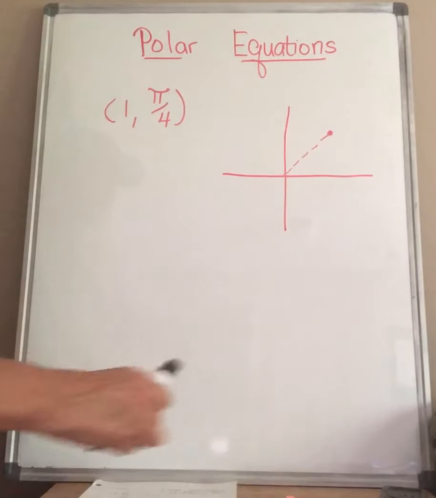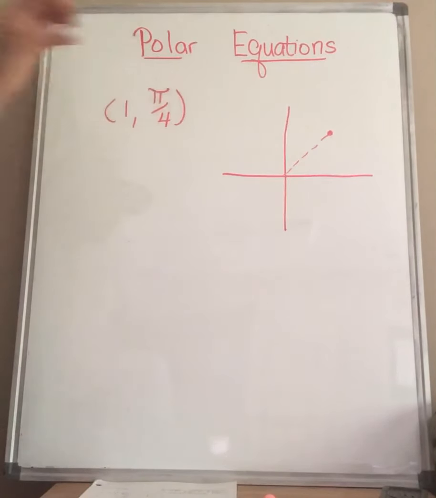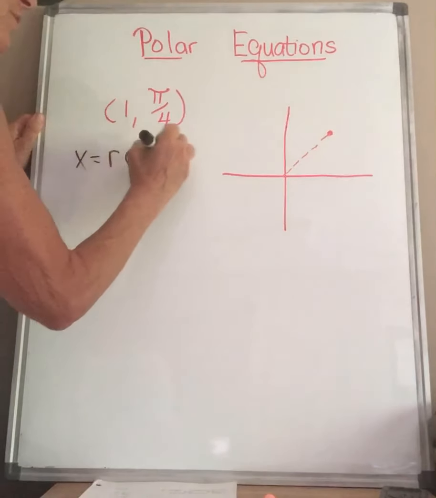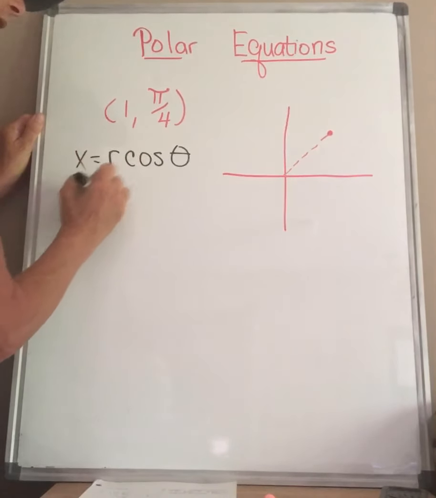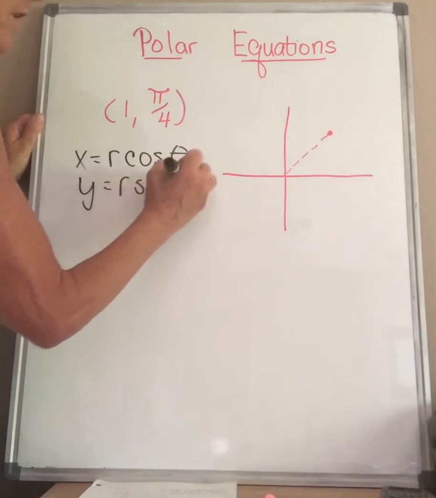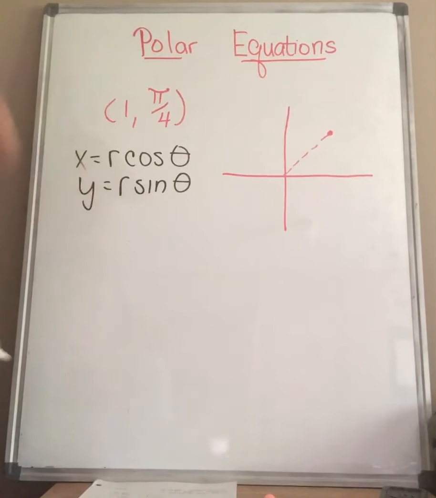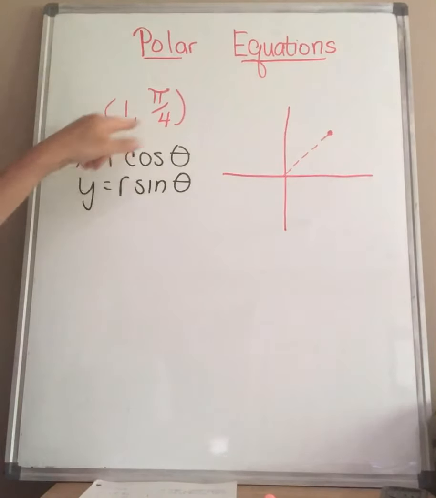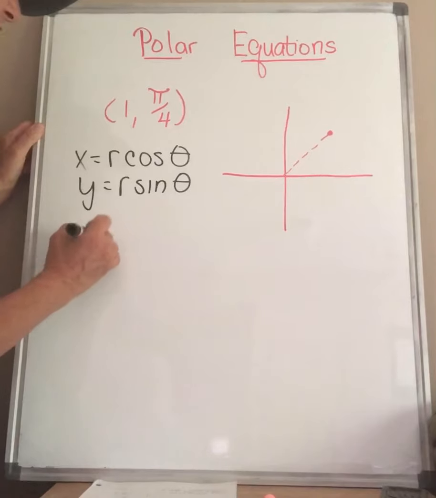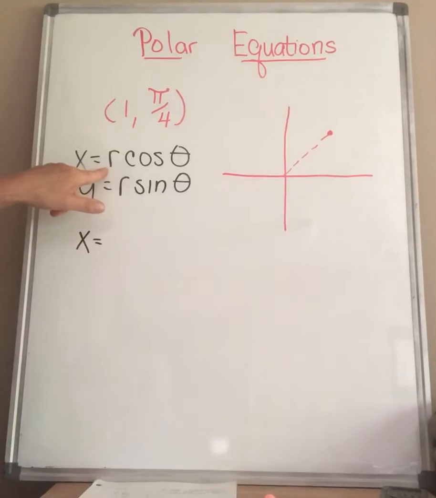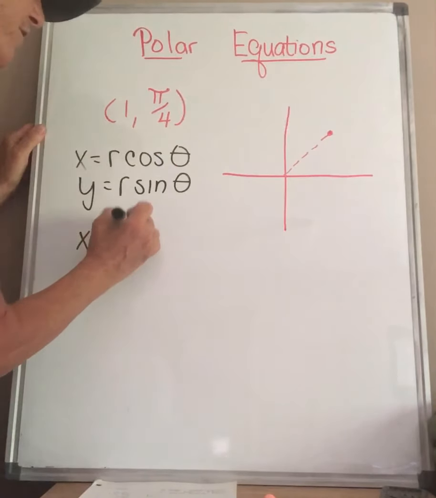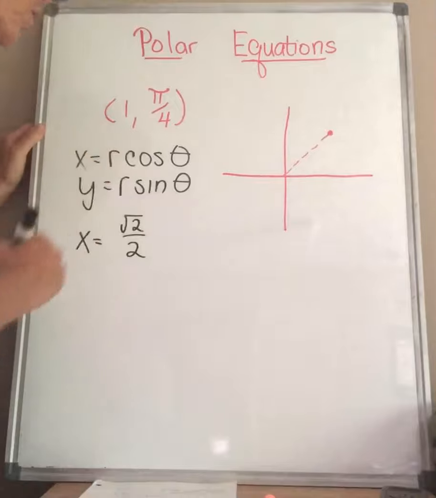Two things that you need to know, it's a conversion. This is called polar. When we graph x, y, that's called Cartesian. So x is equal to r times cosine of theta, and y is equal to r times sine of theta. This is a big deal right here. This you need to know. If I want to change at this point from polar to Cartesian, I do a little bit of substitution. My x value would be, my r is 1, my cos of pi over 4 is rad 2 halves. So my x value is rad 2 over 2.